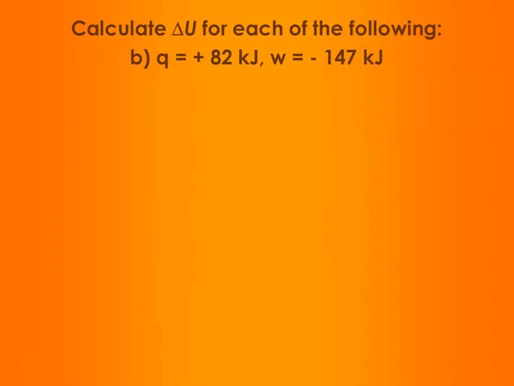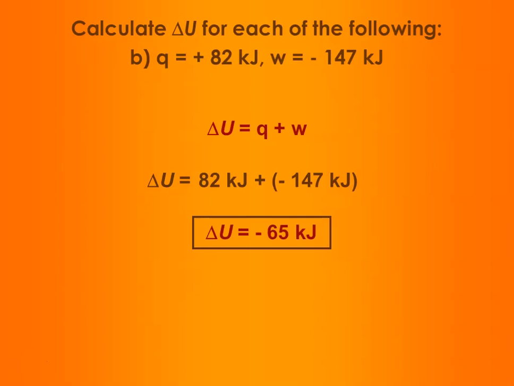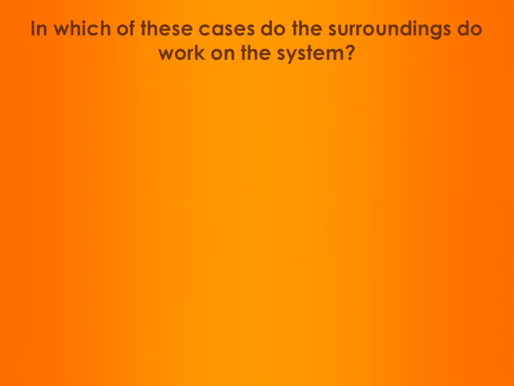Here we have an endothermic change where the system is doing work. You have a positive Q and a negative W. So when you add these together, you get that there are 65 kilojoules of energy that the system is losing as a result of this change in its internal energy. So it says, in which of these did the surroundings do work on the system? So those would be ones where the energy is increasing within the system. So that would have only been case A.